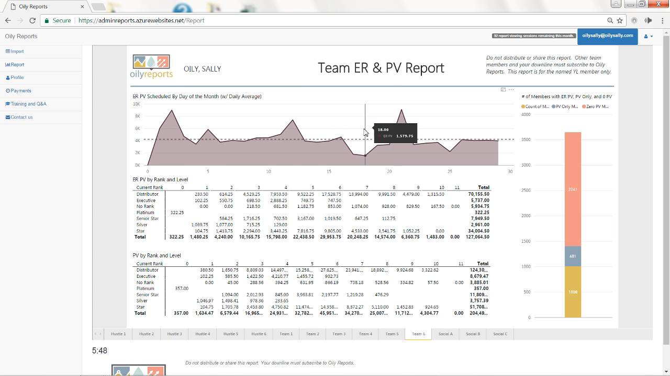This report, the Team ERPV report: when I'm looking at this, I look at the dashed line as how much ER orders are coming in on average during the month. So for Oily Sally, it's a little over 4,000 ERPV per day. If you do have some peaks, you can start deciding when is a good time to check if orders didn't go through for any reason. You might want to wait until after some of those peaks to do more of the checking, not just do all the checking at the end of the month.